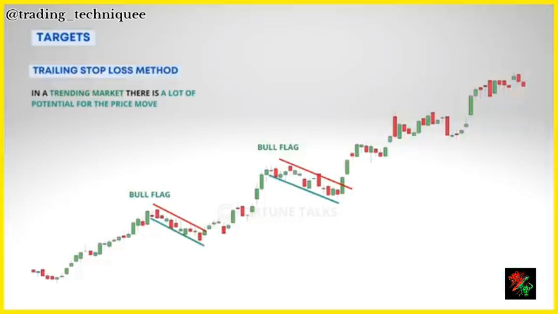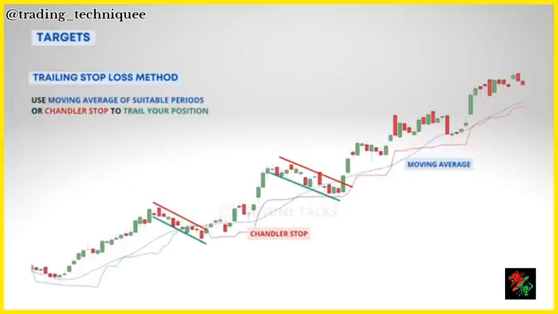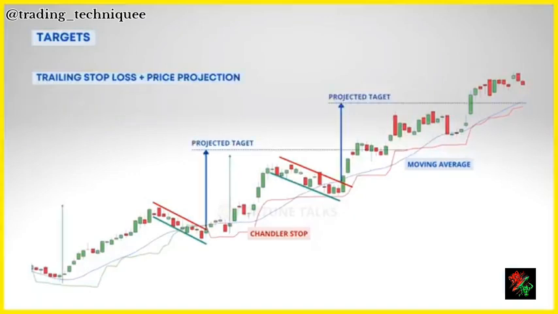Now the question is how to trail your stop loss in the best possible manner. Well, you can use a tool like moving averages or Chandelier stop to trail your stop loss and only exit the trade if the market closes beyond it. Moreover, it is much better if you use a combination of both the projection method and the trailing stop loss method, so that you can predict the future move beforehand using the price projection method so as to lock in part of your profits there and then ride the rest of the position using the trailing stop loss, and thereby not impacting your psychology and avoiding any potential losses.